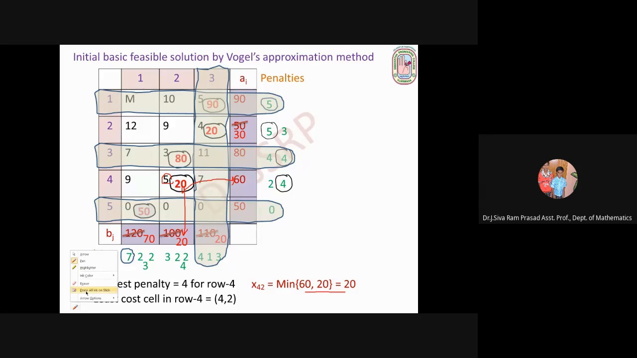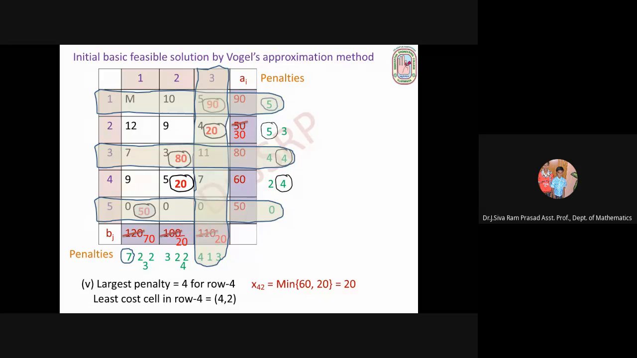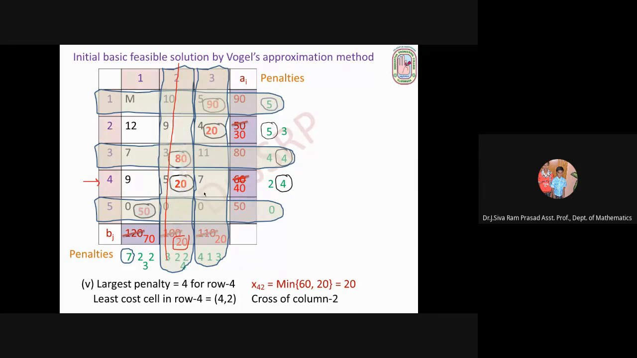So observe which constraint is satisfied. At the second destination, 20 units are required. All 20 units are obtained from the fourth origin. So the column constraint is satisfied. So we cross off column 2. Observe at the fourth origin, available amount 60. Out of 60, 20 are transported. So remaining available amount 60 minus 20, 40. Okay. So then cross off column 2.